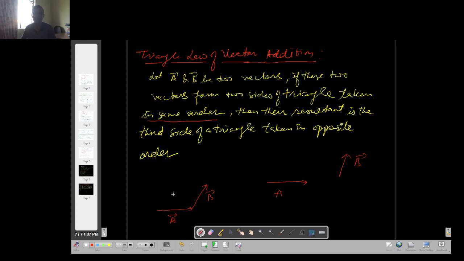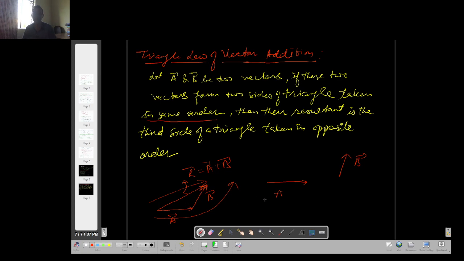Now the resultant will be the third vector, and it is taken in opposite order, because A and B are taken along this direction, and the third vector is just opposite to it. Then this is the resultant and it is A plus B. That's the meaning of it, its order will be taken in the opposite direction. So this is the triangle law of vector addition.